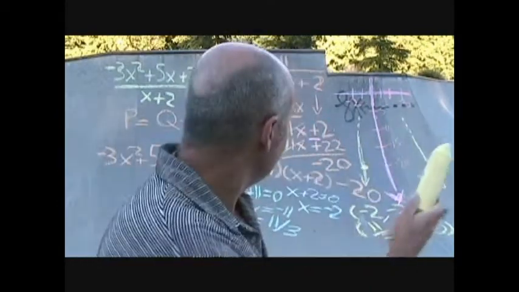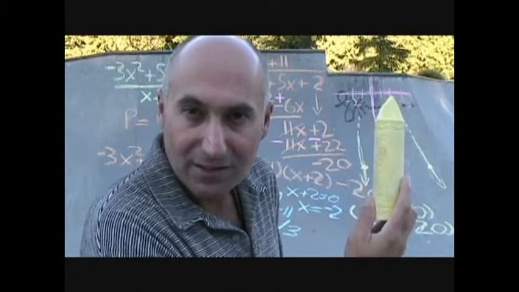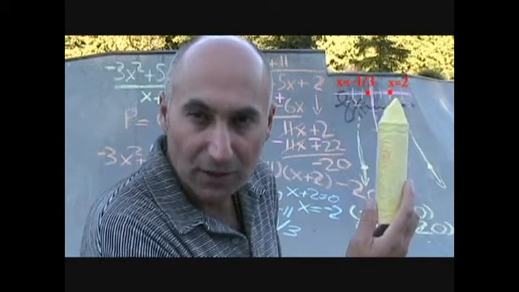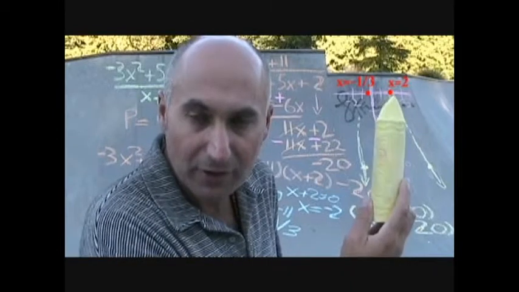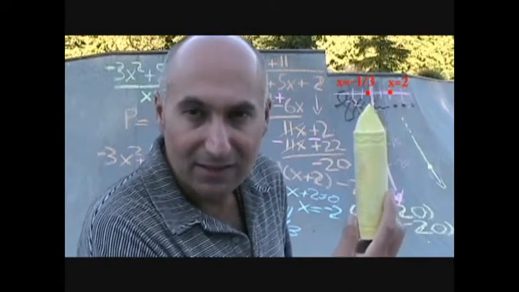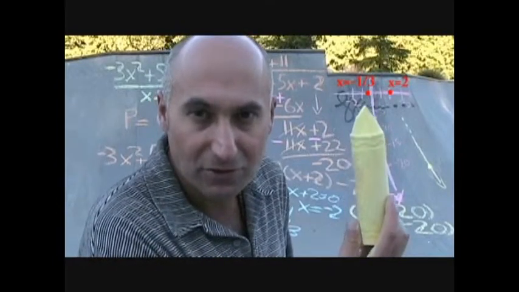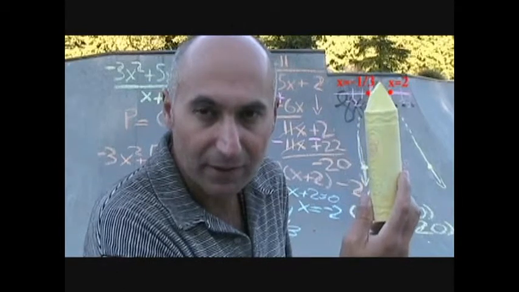So on the positive side, this guy goes up and crosses at x equals 2. It hits it. So there is another point that we know for the parabola, and it goes up. The other one is x equals negative 1/3. So it goes up here. This guy goes up here. I should have drawn a little bit closer, and goes up here, right?